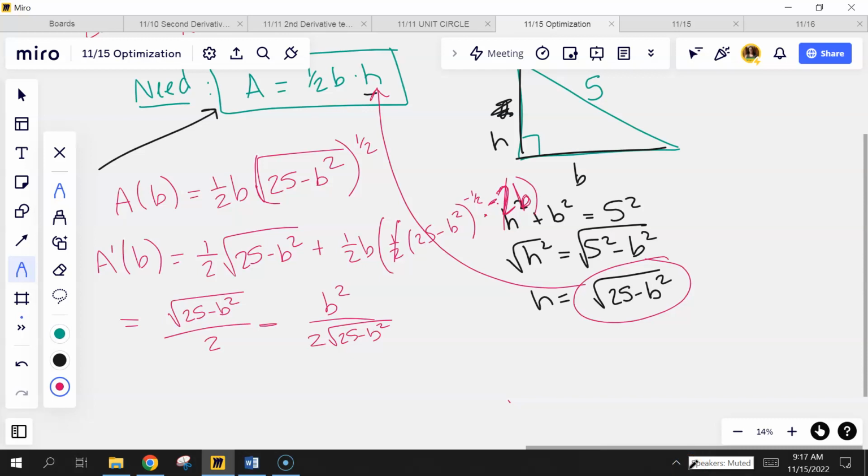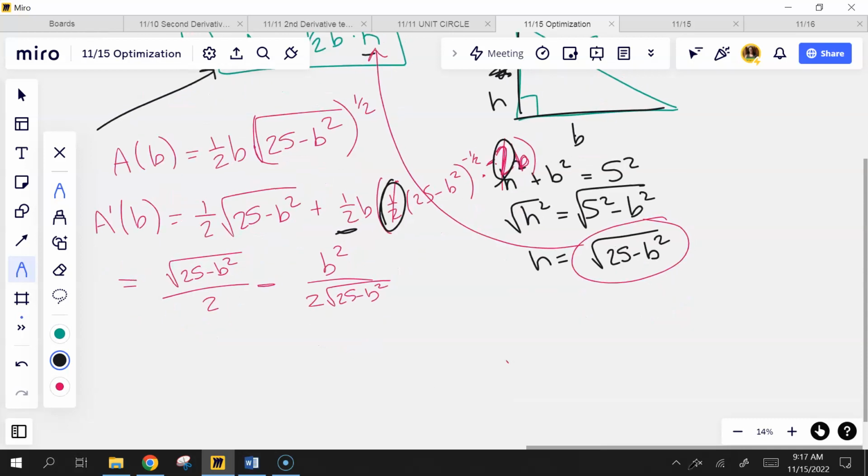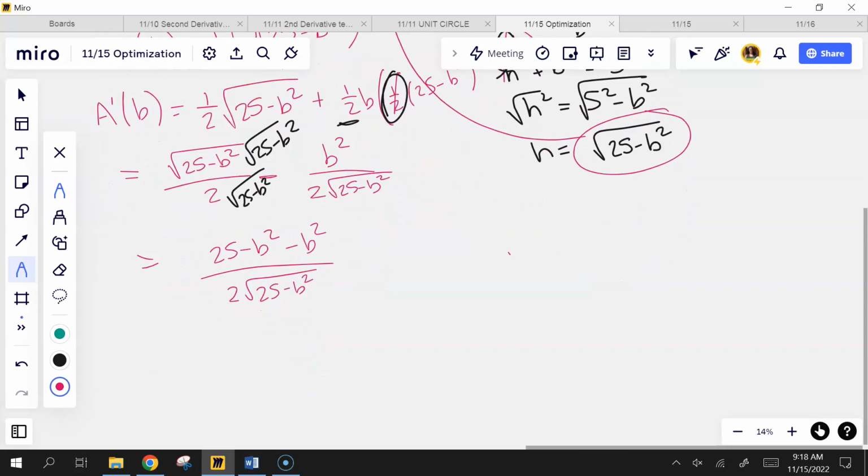Y'all okay? Yeah, because I had 1/2 times 2 would cancel out, but then there's still another one out there. All right, let's get a common denominator. 25 minus b squared, minus b squared over. Now we're back to what we've been doing for what feels like forever.